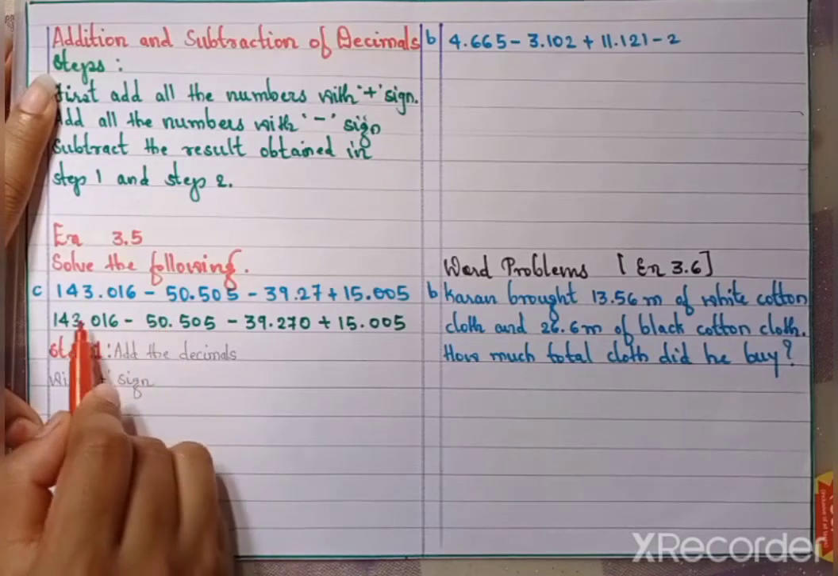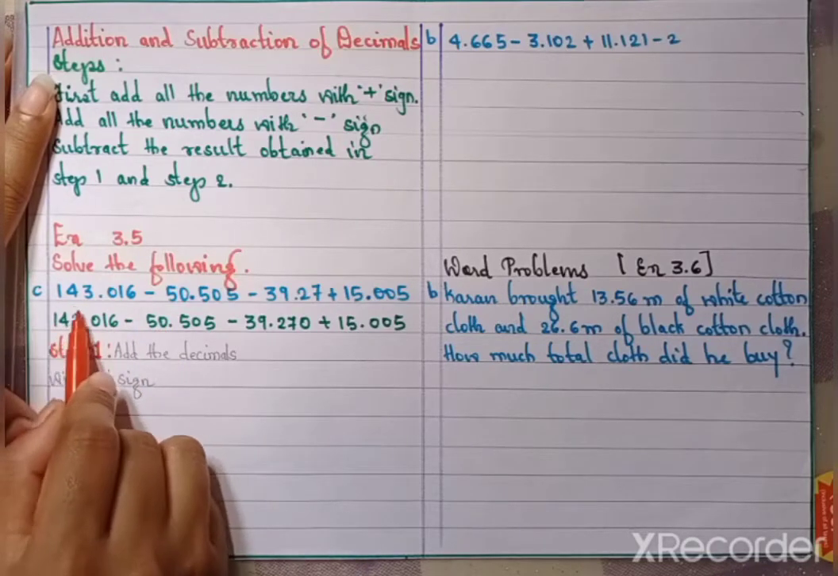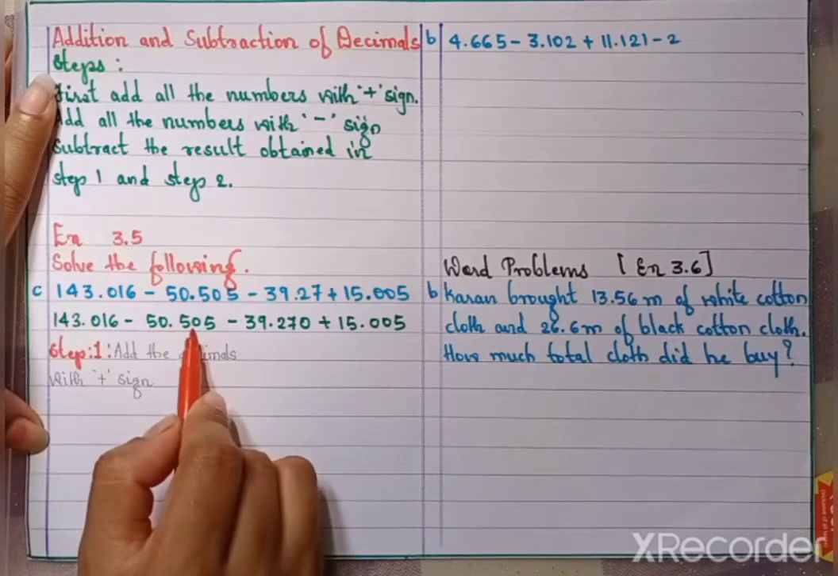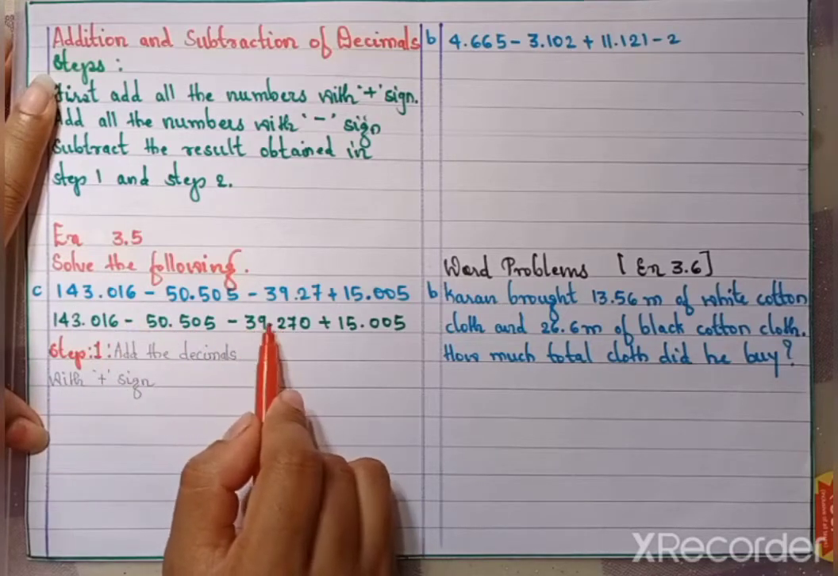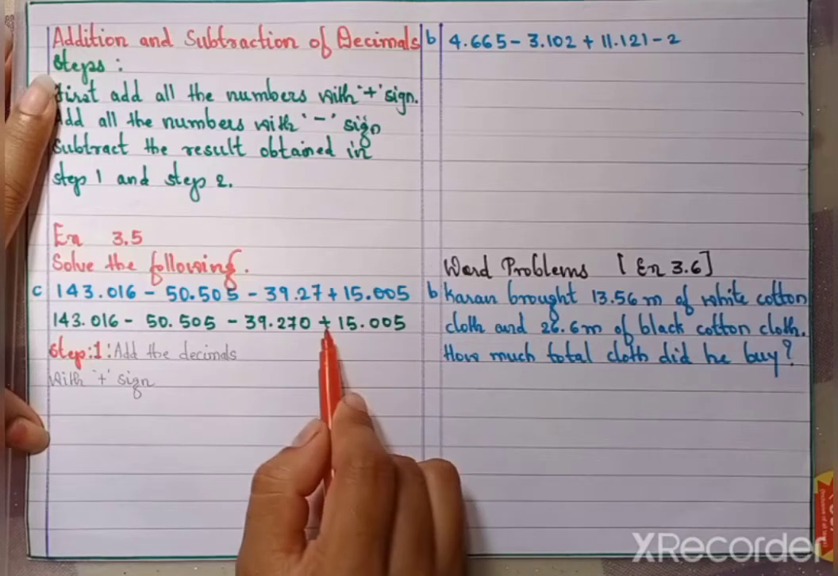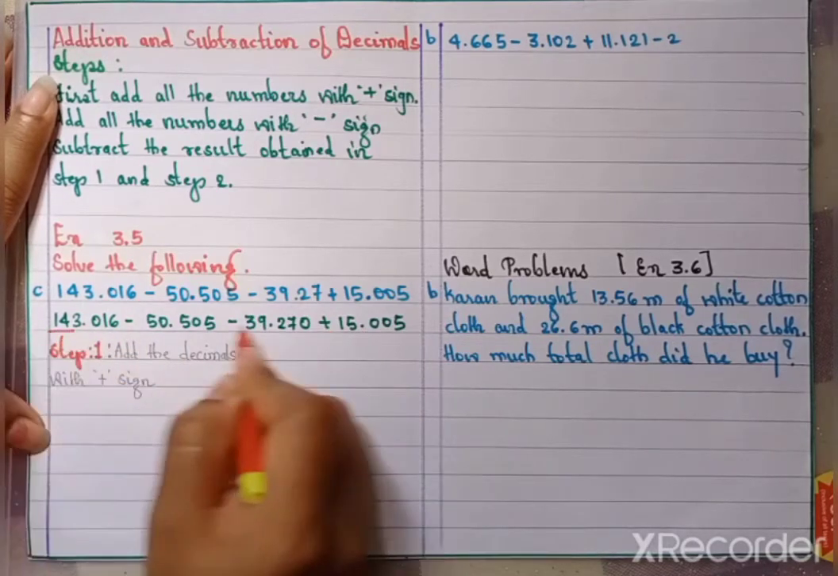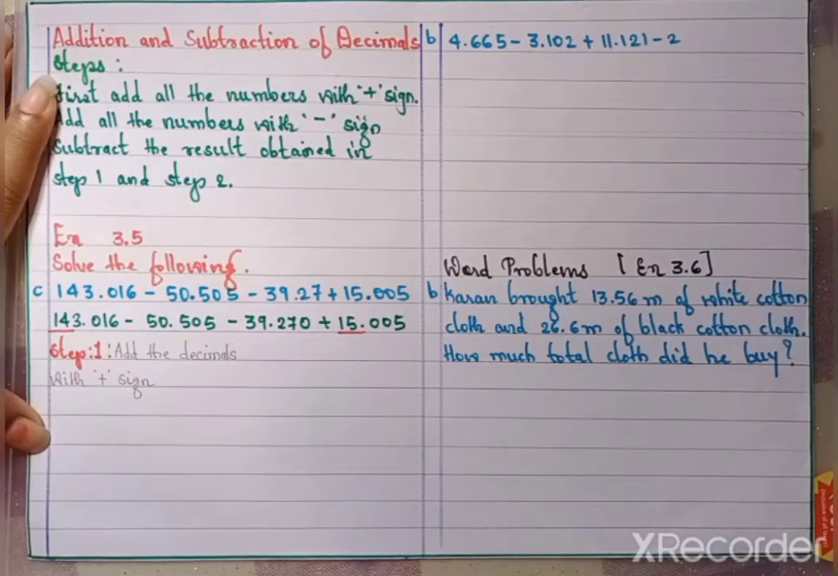So the sign of this decimal is plus, sign of this decimal is minus, sign of this decimal is minus, and sign of this decimal is plus. So this and these decimals are having plus sign. So let's write them.